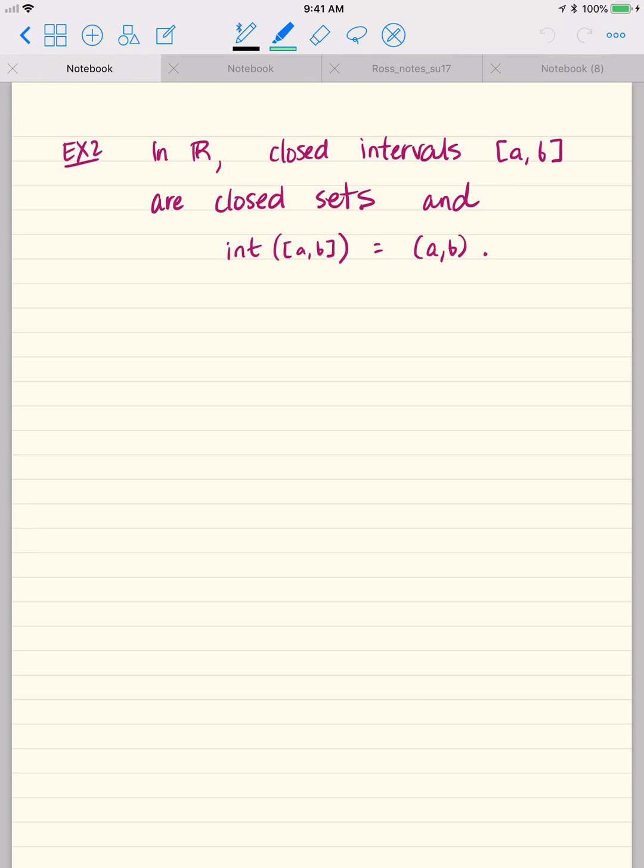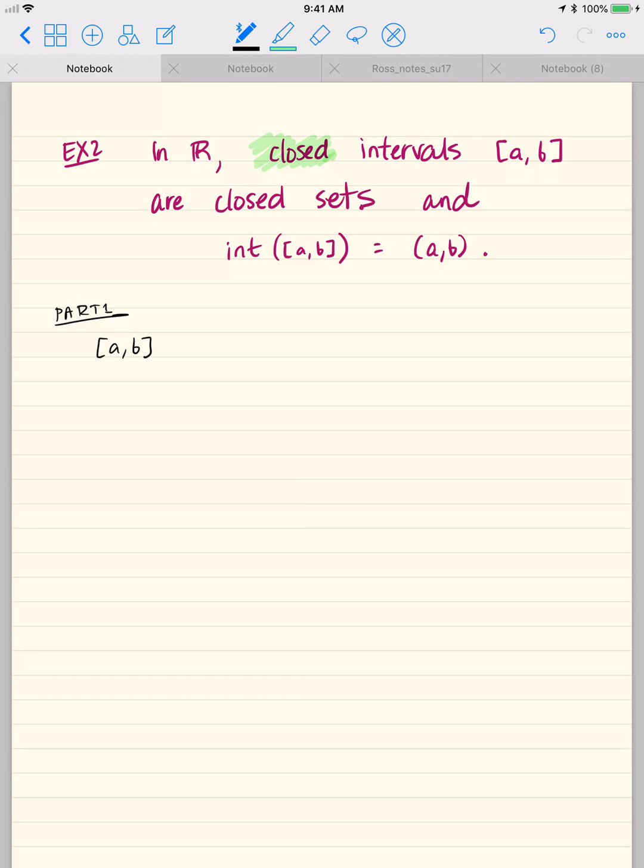Our second example also involves real numbers, and we want to show that when we talk about closed intervals, they are closed in a topological sense. The first thing we want to show is that closed intervals are closed sets, and then we're going to show that the interior of the closed interval is this set (a, b). Now, for the first one, part one is to show that closed intervals are closed sets.